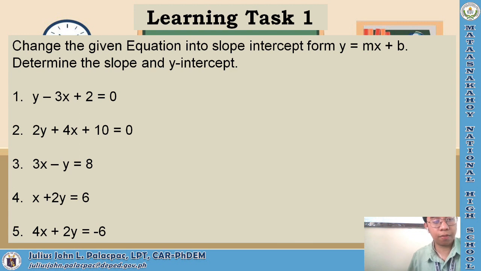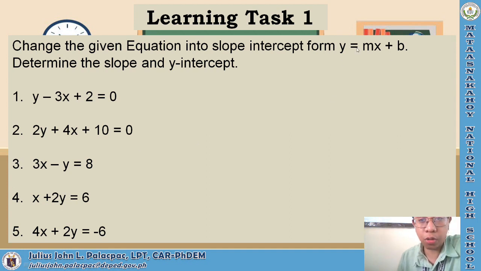In number 3, we have 3x minus y equals 8. So y will be here and 3x will be eliminated on the left side. So we have positive 3x. What will be the counterpart or the inverse of 3x? Correct. We have negative 3x. So we will add both sides by negative 3x. So we have negative 3x plus 3x, 0, minus y. So we will bring down negative y is equal to negative 3x plus 8.